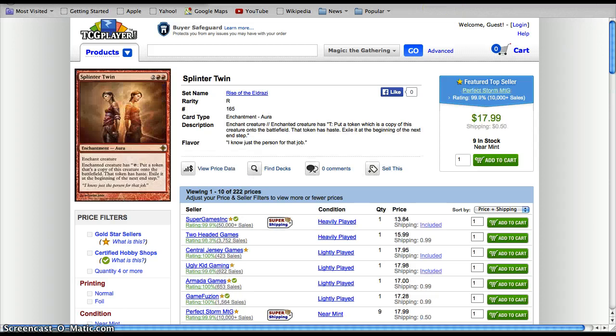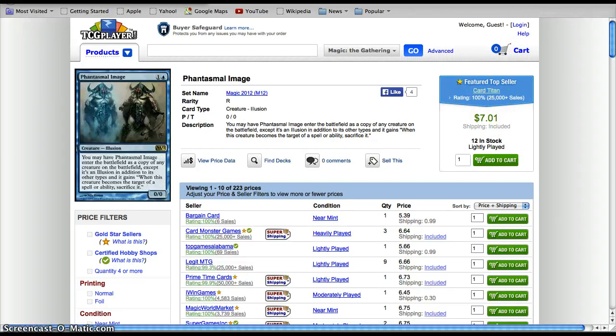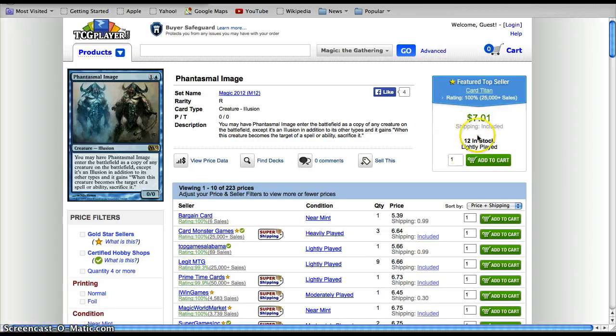Splinter Twin, major staple, major deck. It's actually lower now. It used to be in the high 20s. Now it's down to the teens, which is pretty good if you want to get yours. It's a reasonable price for it, but I could see them bringing it back. It's pretty awesome.